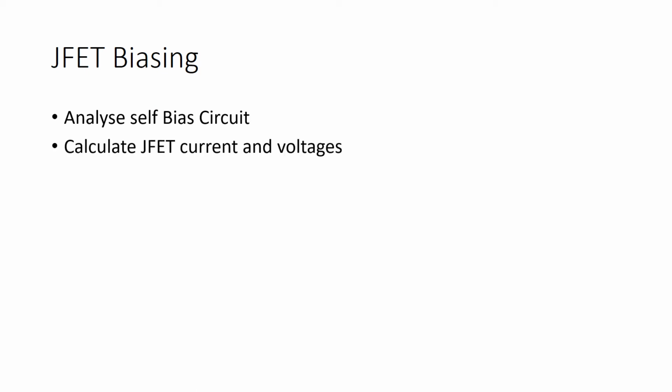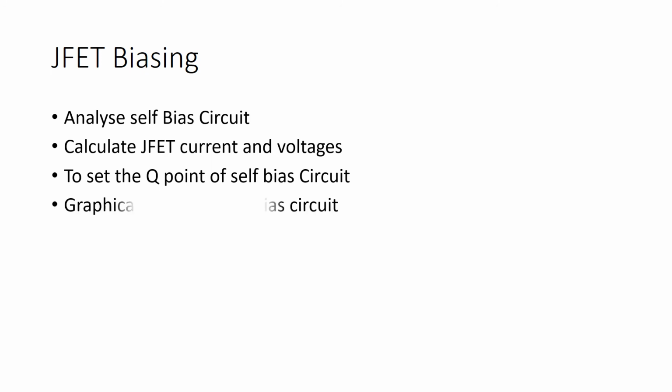Next, we'll see some about junction field effect transistor biasing. We'll consider two biasing methods, self-biasing and voltage divider biasing. So analyze the self-bias circuit, calculate the currents and voltages in the self-bias circuit, set the Q point of the bias circuit, and graphically analyze the self-biased circuit.